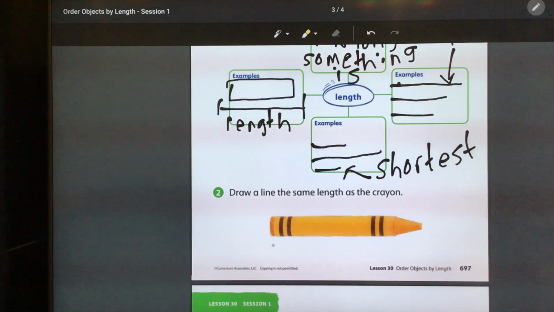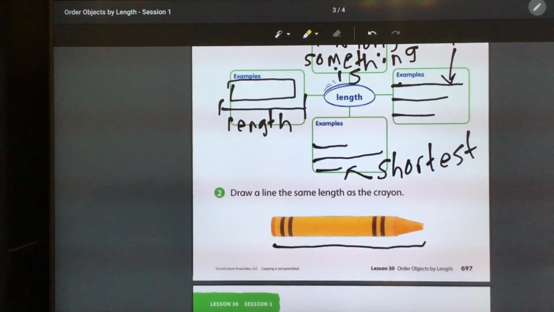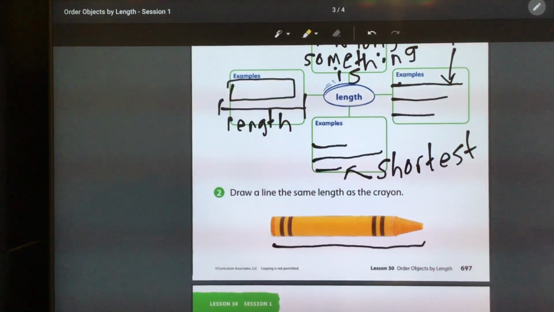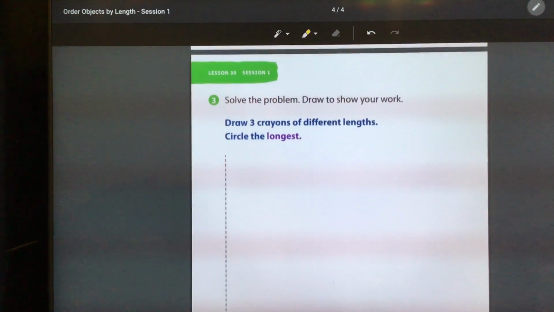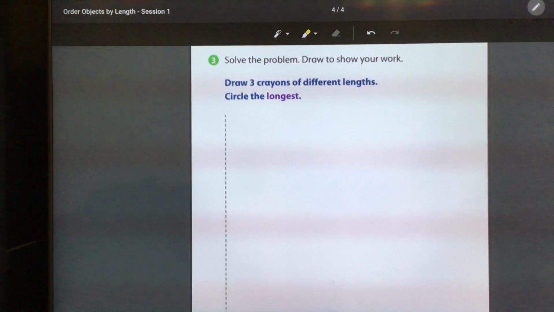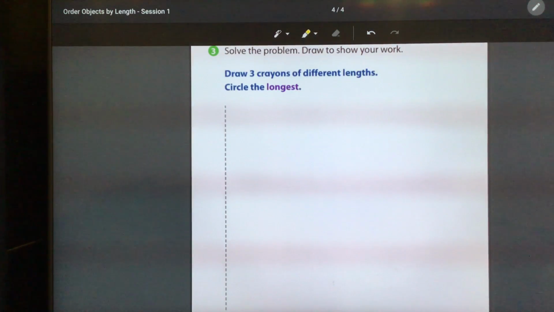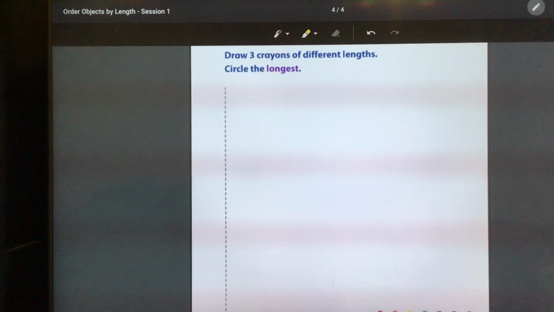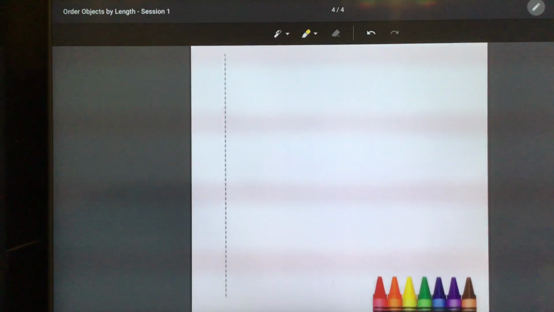Okay, so I'm going to start here, and I'm going to draw my line to here. And now I have a line the same length as the crayon. Okay. Number 3, solve the problem, draw to show your work. Draw 3 crayons of different lengths, circle the longest.